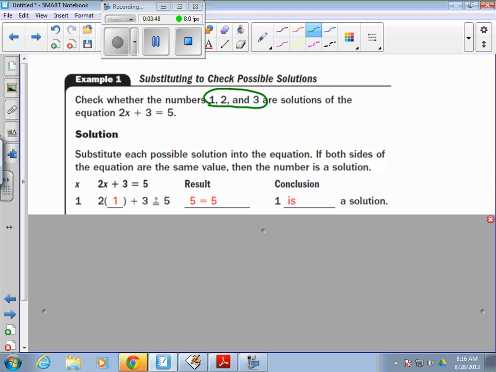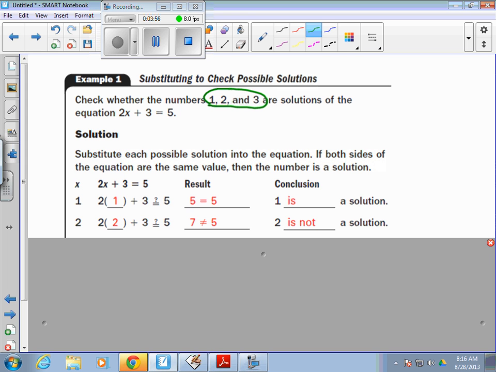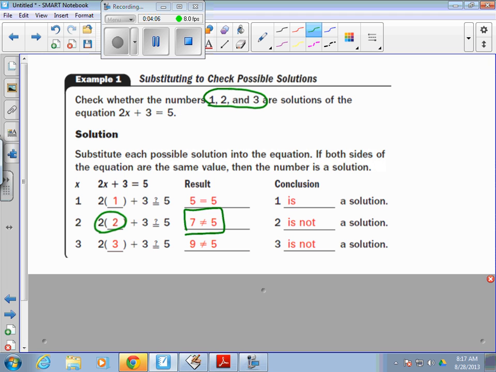Plug the first number in, 1. 2 times 1 is 2. 2 plus 3 is 5. You get 5 equals 5. So it is a solution. When you plug in the number 2, though, 2 times 2 is 4, plus 3 is the number 7. Look, 7 is not equal to 5, so it's not a solution. Same thing with 3. 2 times 3 gives you the number 6, and 6 plus 3 is the number 9. 9 is not equal to 5 as well, therefore it is not a solution. So if it comes out to be true, it's a solution. If it does not come out to be true, or if it's a false statement, it is not a solution. So 1 is, and both 2 and 3 are not.